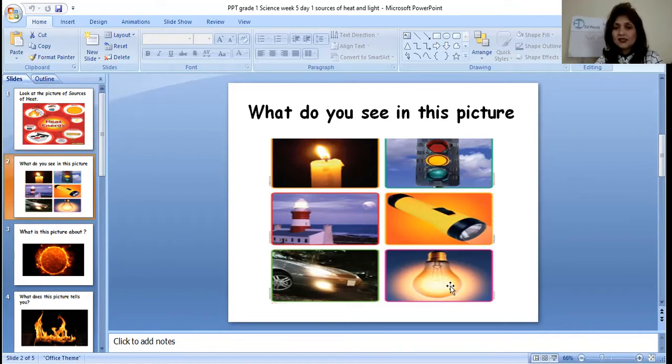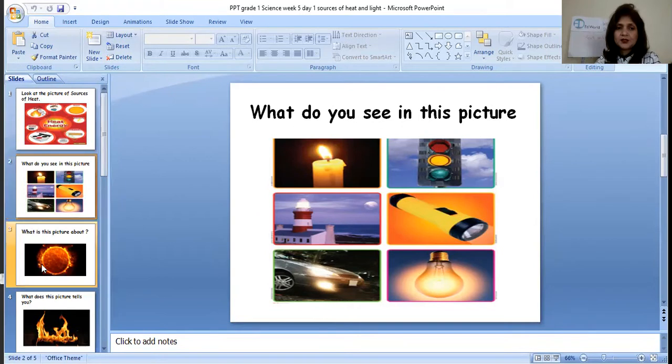Correct. Now this is a picture of a bulb. A bulb also gives you light, like I told you: can we see at night time? You said no, we are unable to see at night time unless and until we switch on our lights. So a bulb also gives us light. So these are the different sources of light. Yes. Now, look at another picture.